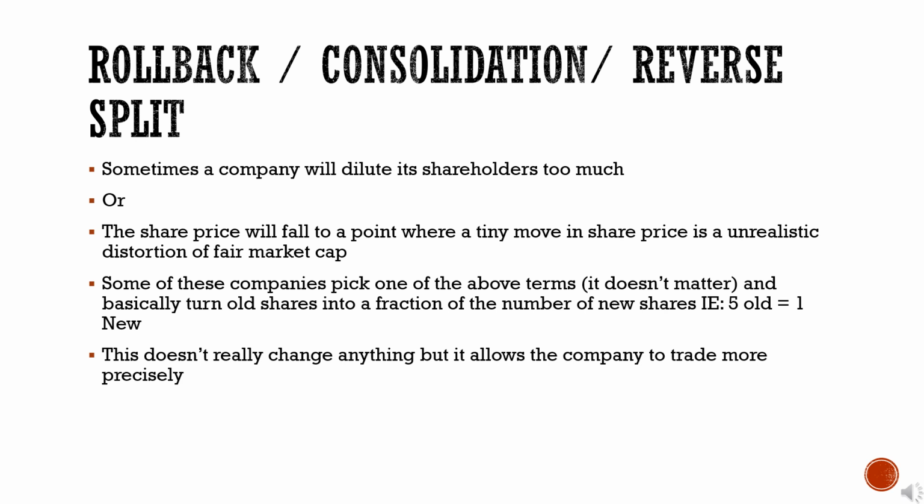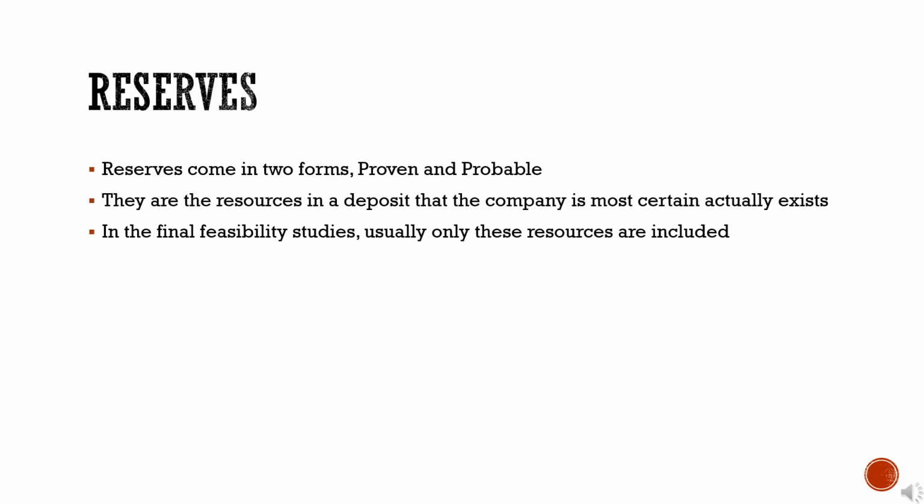So these, being the same thing, will take a certain number of old shares of the company and turn it into a smaller number of new shares of the company. So if you had 500 shares of the company that had 1 billion shares, you might have 1 share of the new company, which is worth the same thing, and the company would have 200 million shares. This doesn't really change anything, but allows the company to trade more precisely. And when it happens, normally the price gets sold off after. Not always, but normally.